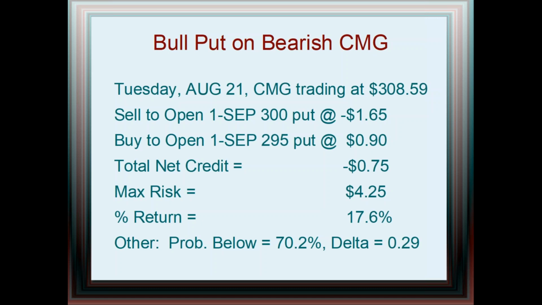The factors at the time, the other criteria, the probability of the stock being above 300 was at 70.2%. It would have gone 75. And the delta was around 0.29. I'd like to be 0.25 or below, but I just use the probability, not the delta. I put that in there because I know many of you use delta. Right? But it's still at a 70% probability of success, delta under 0.3, 17.6% return.